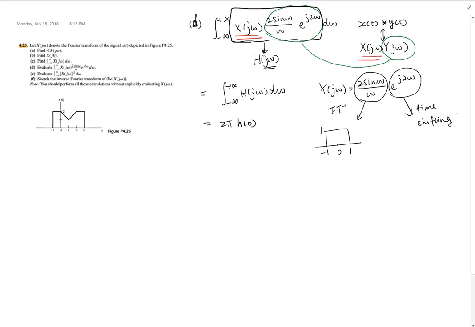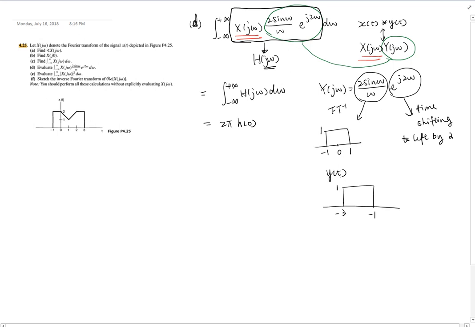You can see how common time shifting was used in our homework, so be very sensitive to the exponential e to the j something ω form. So this is time shifting to the left by 2. And now I can draw my y function. I know it shifted to the left by 2, right? So it became -3 to -1 with a magnitude of 1.